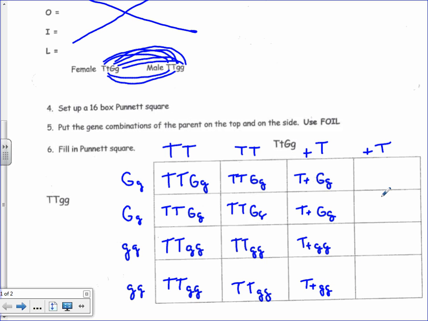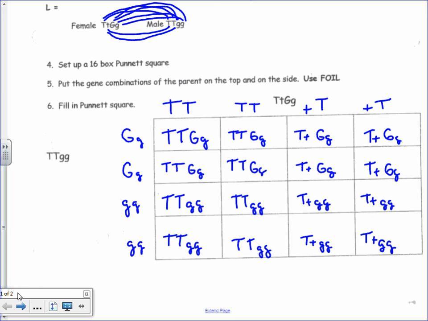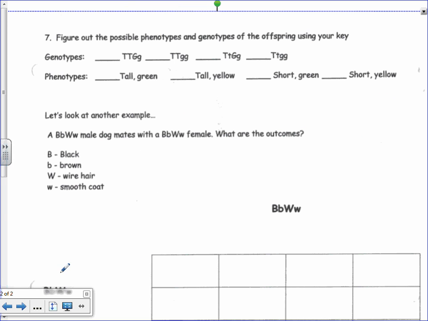And our last set of combinations here are again heterozygous for height, heterozygous for color, heterozygous for height, heterozygous for color, heterozygous for height, homozygous recessive for color, heterozygous for height, and homozygous recessive for color. Okay, turn your paper over.